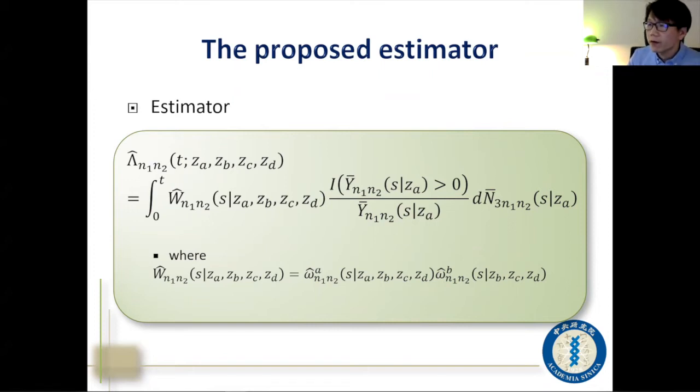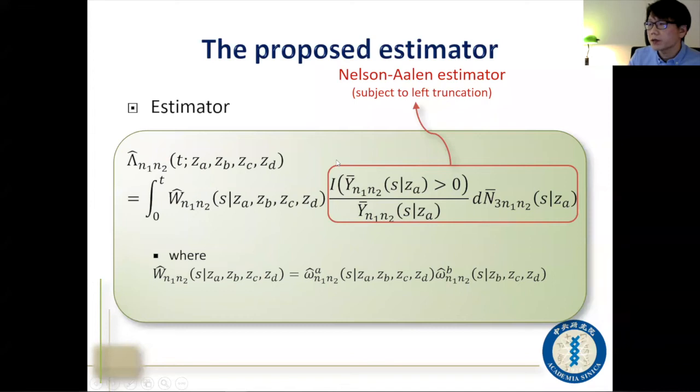So if you're familiar with survival analysis, you may easily recognize that this part is actually the Nelson-Aalen estimator. Okay, so in the denominator is how many of the subjects are still at risk, and then in the numerator is how many of them have the event at time s, okay? But here we have a subscript N1, N2 that indicate the status of liver cancer and liver cirrhosis. So you can view this Nelson-Aalen estimator as a status-dependent Nelson-Aalen estimator, okay?